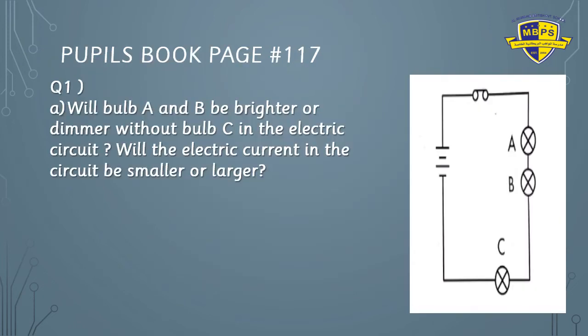Now I want you to open your pupils book, page number 117, and question number 1. Will bulbs A and B be brighter or dimmer without bulb C in the electrical circuit? Will the electrical current in the circuit be smaller or larger? So there are 3 bulbs connected together, and they're asking you, if you remove one, will the other 2 start shining brightly, and will the electrical current after removing it become smaller or larger? Think. Grade 5. Think.